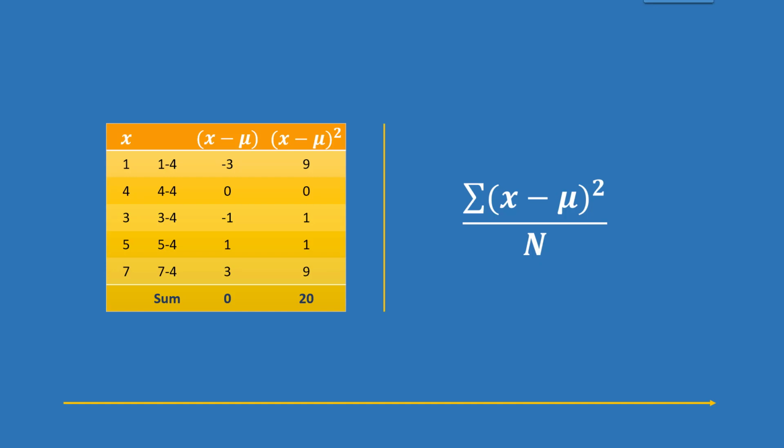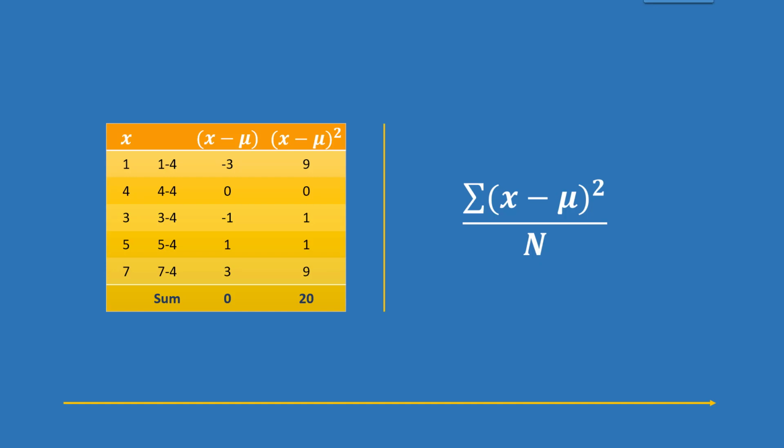When we sum these up, we get 20. We call this the sum of squares, SS for short. As the equation shows, we divide this sum of squares by n, the total number of cases. There are 5 data points, so we divide 20 by 5 and get a value of 4. Unfortunately, this value is not actually the standard deviation. It's another important statistic called the variance.